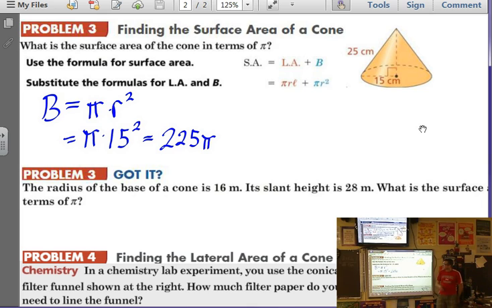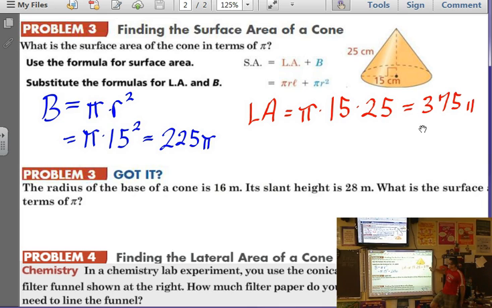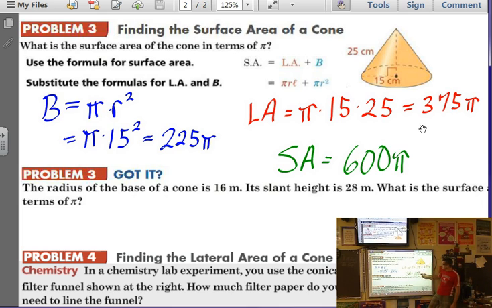I got the other one. Lateral area is pi times that same radius, times 25, equals 375 pi. We add those together and get a total surface area of 600 pi.